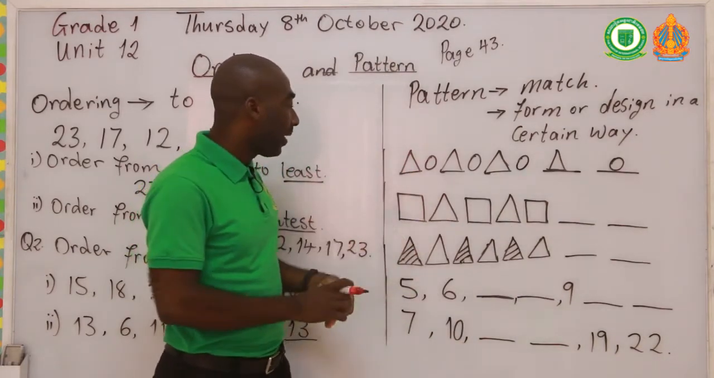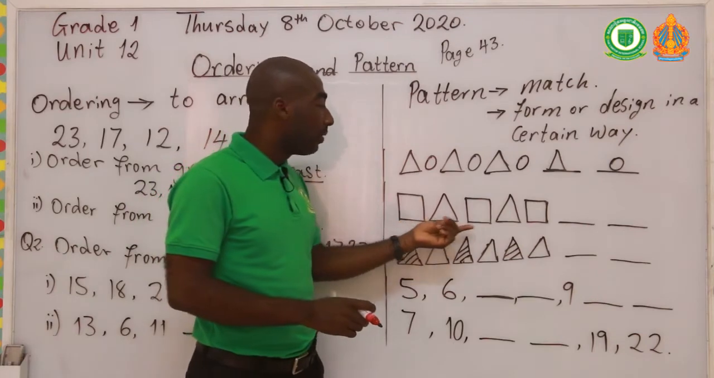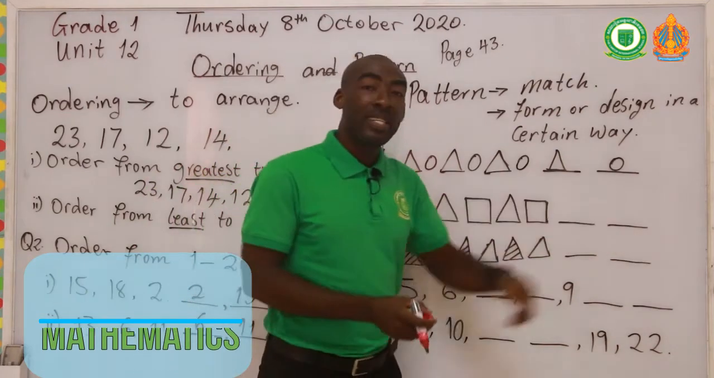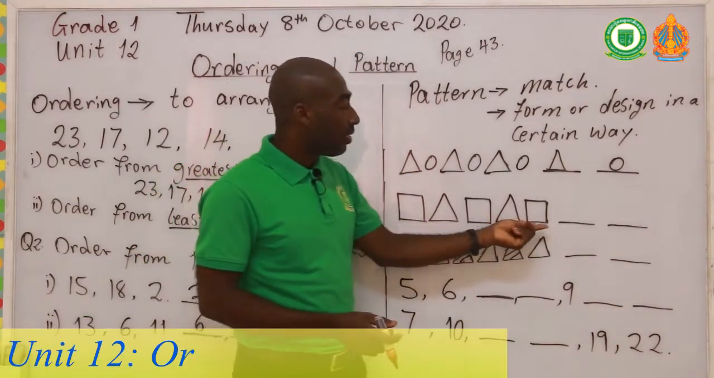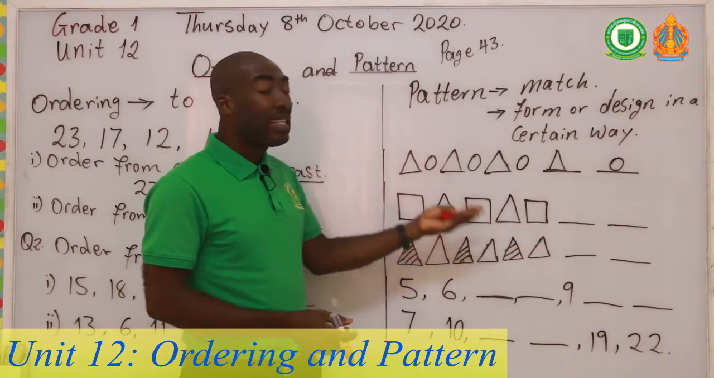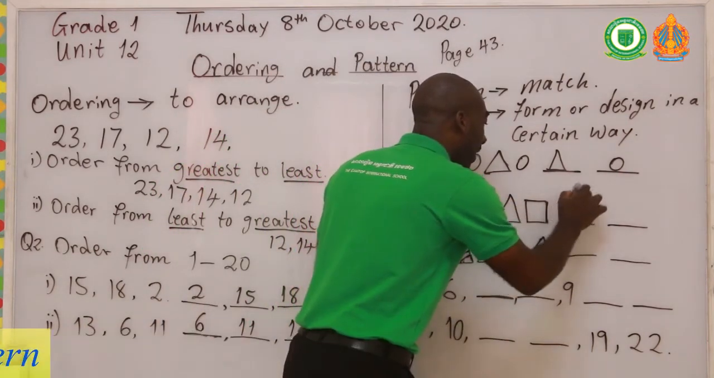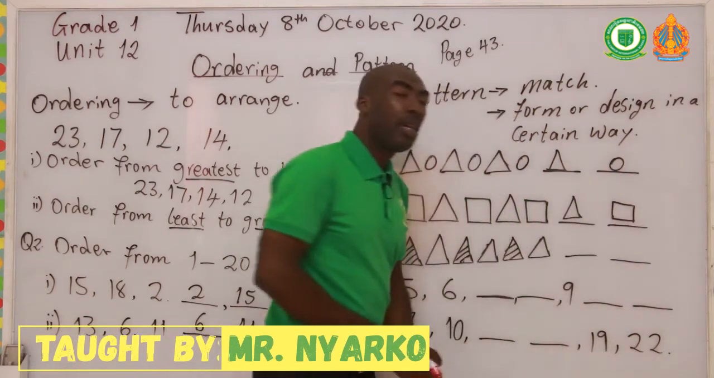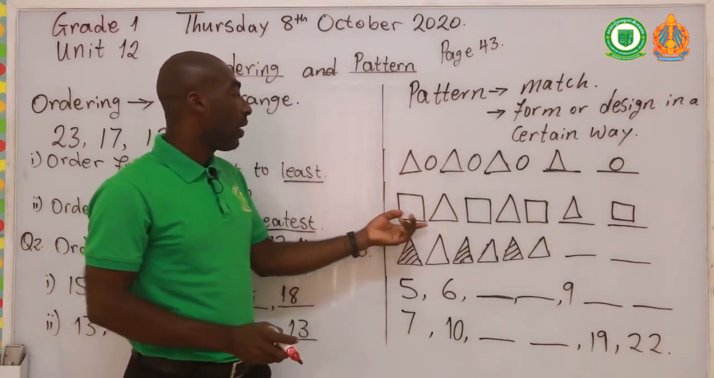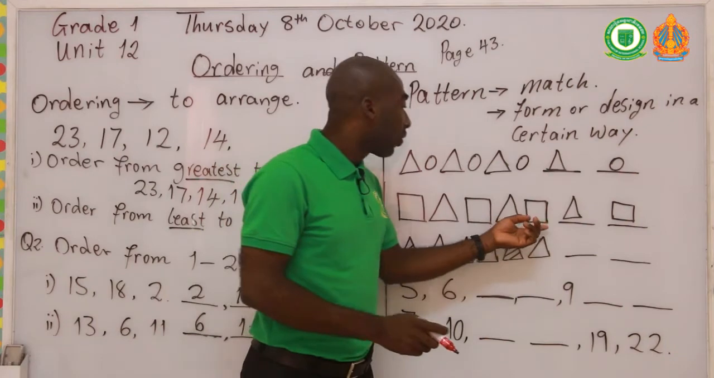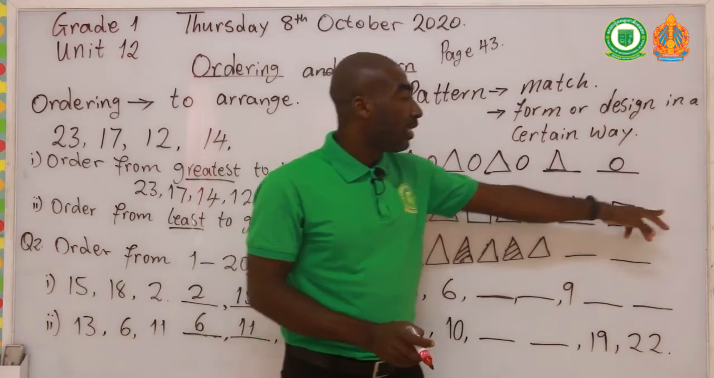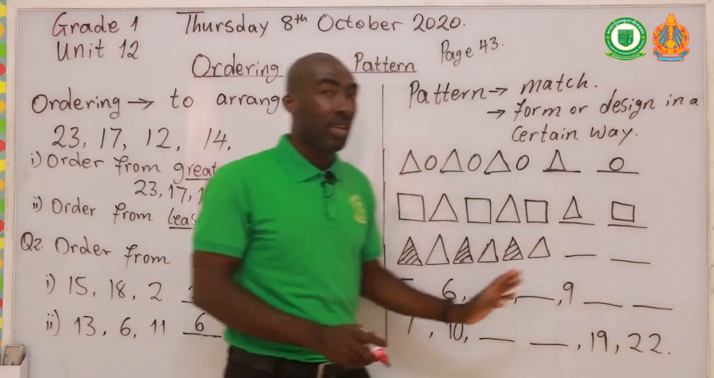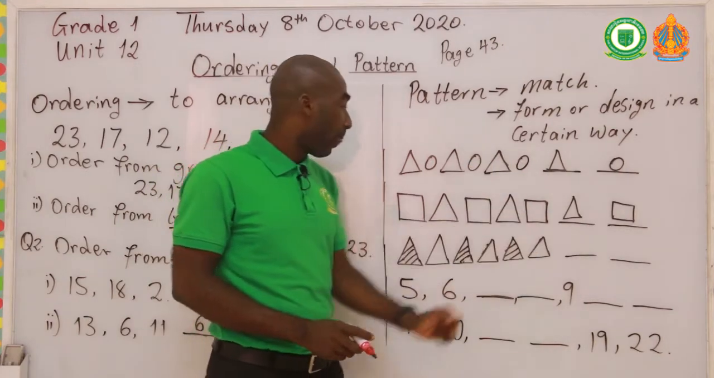So let's look at this pattern. This pattern is a square, triangle, a square, triangle, and a square. So how do you complete this pattern? It means now this is a square. It means the next thing that has to come will be a triangle. And then the next thing will be a square. Okay, so it becomes a square, triangle, square, triangle, square, triangle, and square. So if we are to continue, there's going to be a triangle here. Okay, that is about pattern. Okay, it's in a certain way.